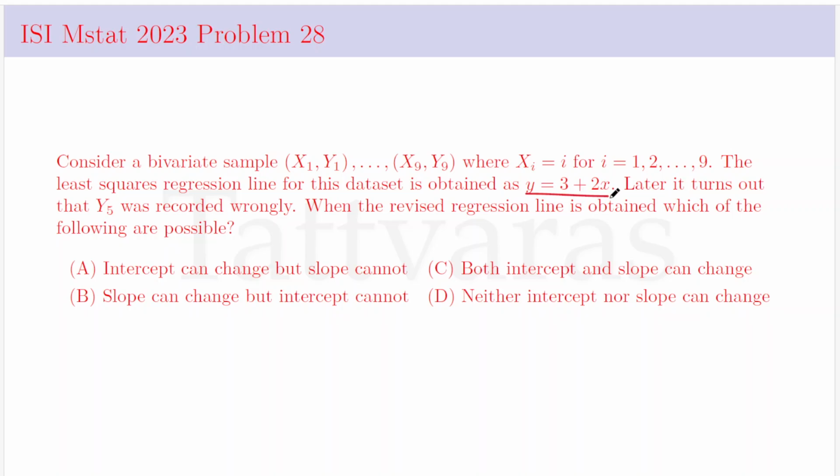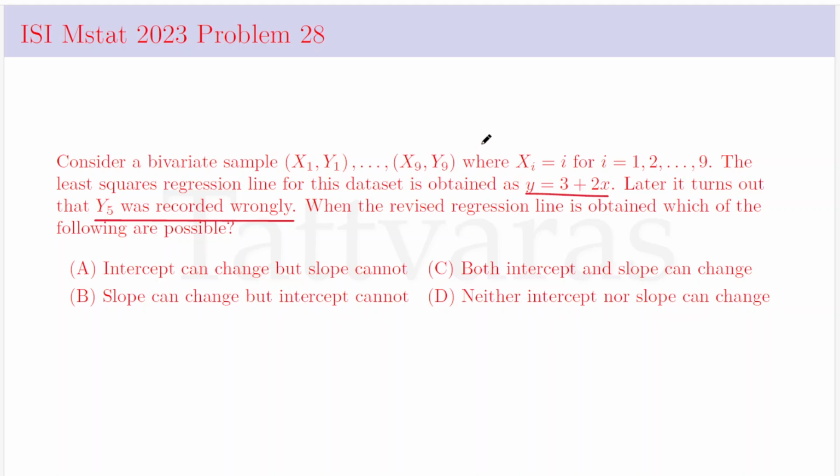Now, it turns out that the fifth observation was wrongly recorded. When we revise or correct it, we would have to do the whole calculation again, right? The question here is what changes will happen in the new fitted line after that one observation is corrected?